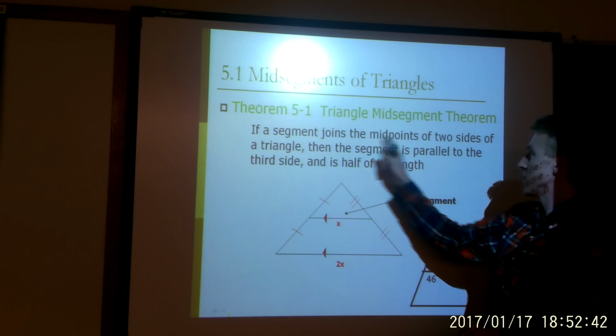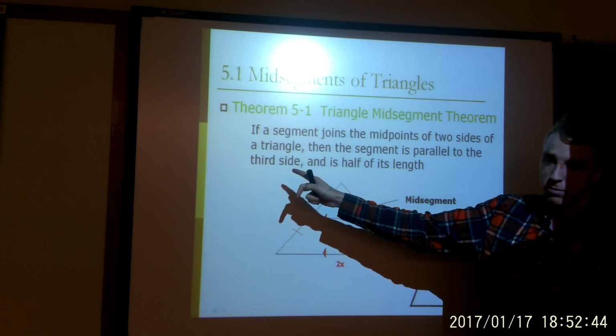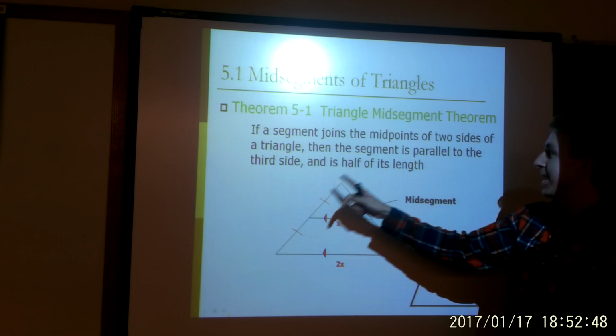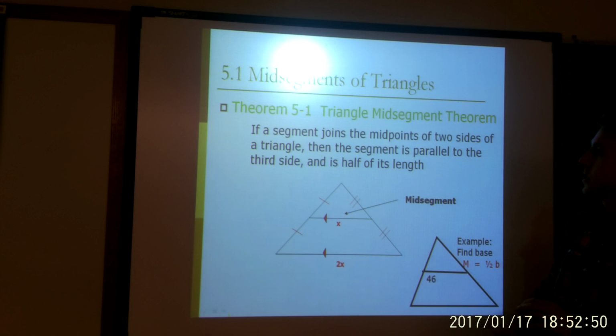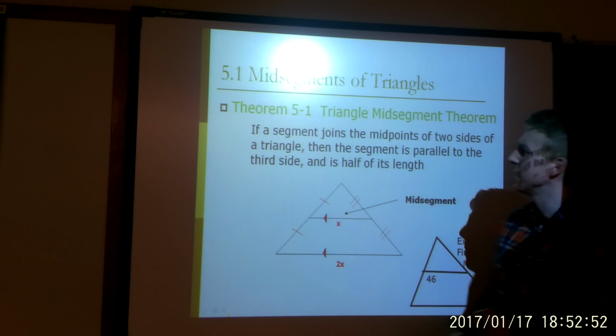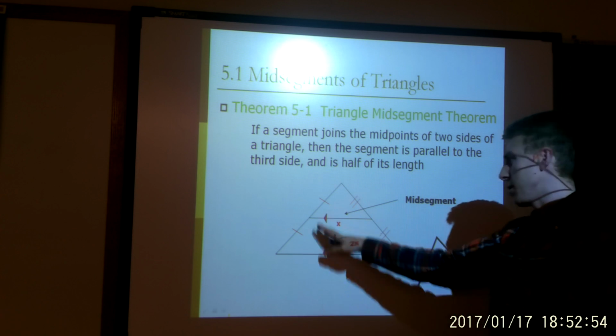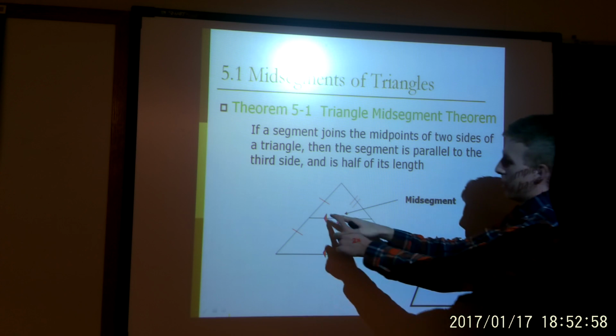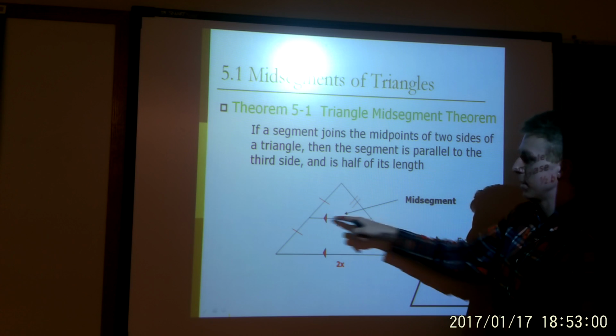If a segment joins the midpoints of two sides of a triangle, then the segment is parallel to the third side and half of its length. So first, let's focus on the if statement. Let's make sure we have this in our picture. So if a segment joins the midpoints of two sides of a triangle, here's your segment.